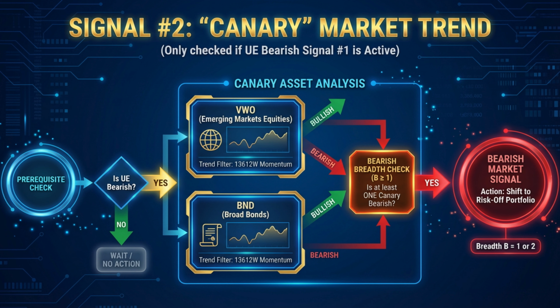Only if unemployment is already flashing warning does RAA look at the market's canaries. In the paper, the canaries are VWO and BND. Why those? The idea is they can show stress earlier than a big US index might. The trend method is a fast momentum blend called 13612W, combining 1, 3, 6, and 12-month returns with heavier weight on the most recent months. And here's the key. The market trend turns bearish if at least one canary turns bearish. That one-strike rule is what makes the crash protection faster.